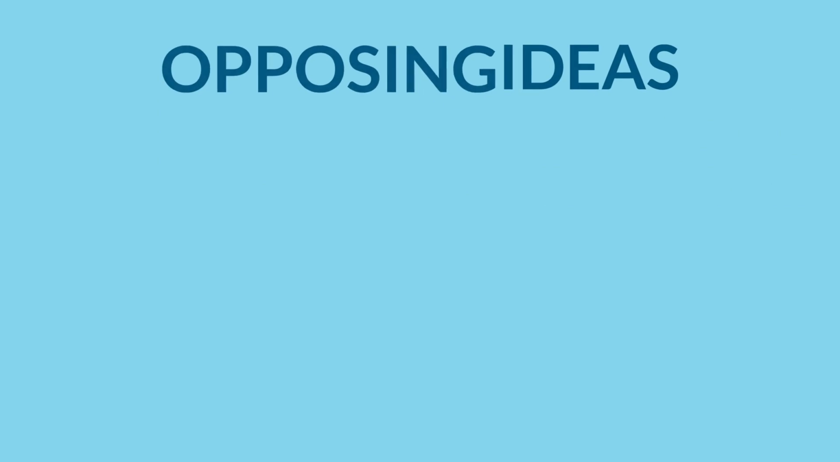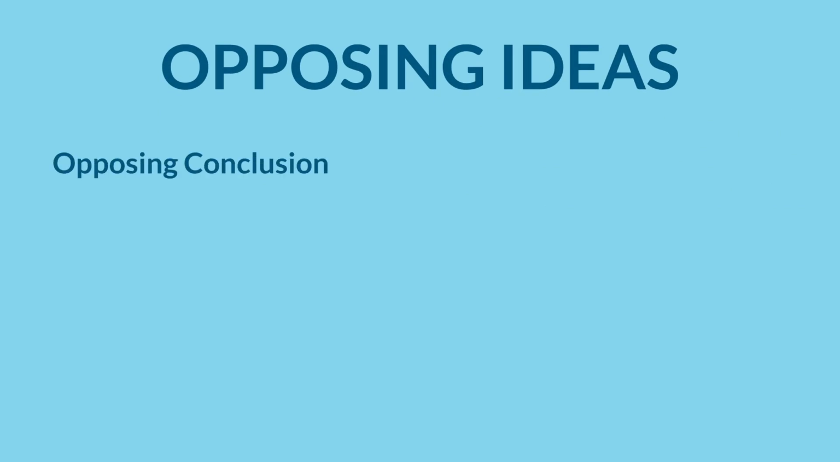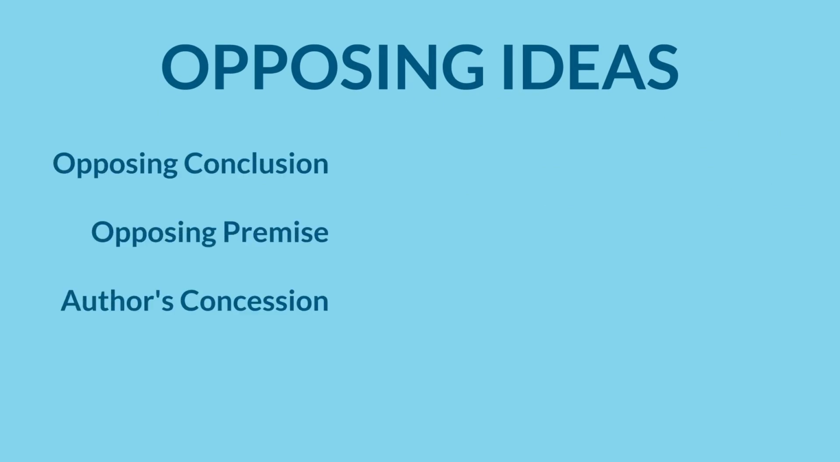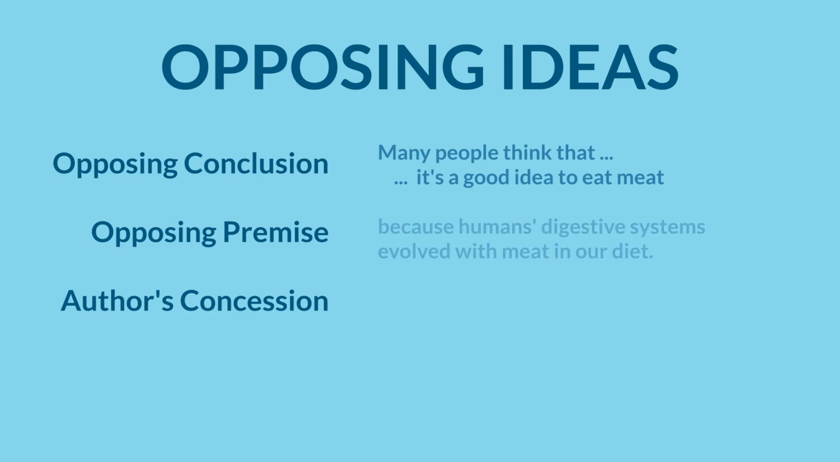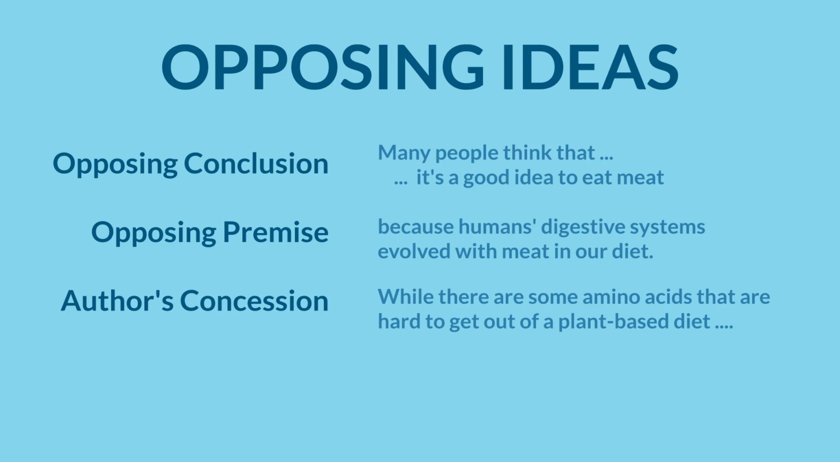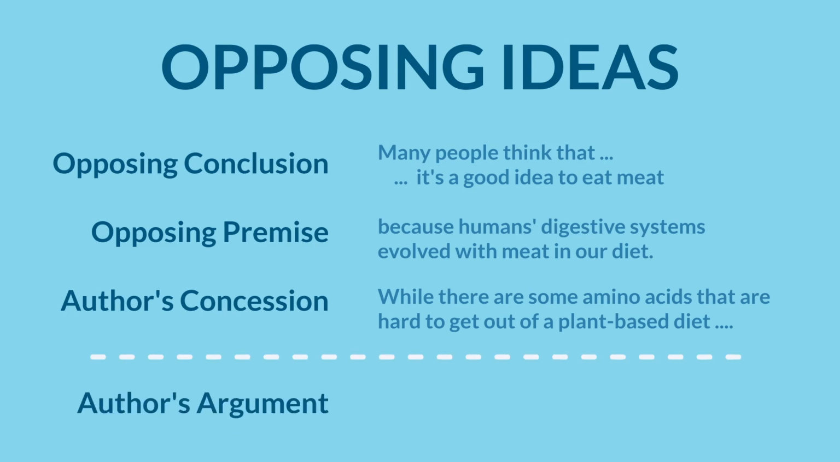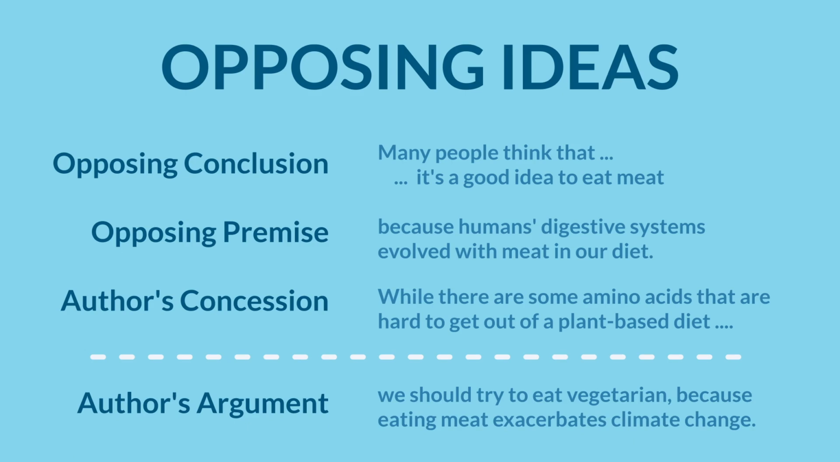Opposing ideas come in a few different flavors. There might be a claim that's literally the opposite of the author's conclusion, like, many people think it's good to eat meat. There might be a reason for that position: we evolved to eat meat. And the author might even concede something to that side. Like, yeah, I mean, it is tricky to get certain amino acids from a vegetarian diet. But let me make my argument anyway.